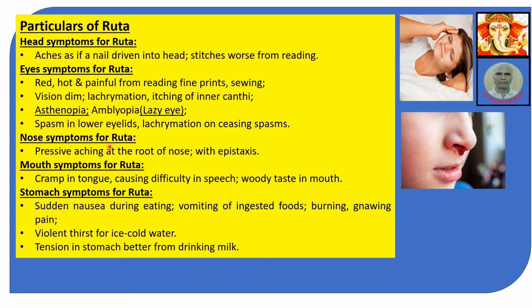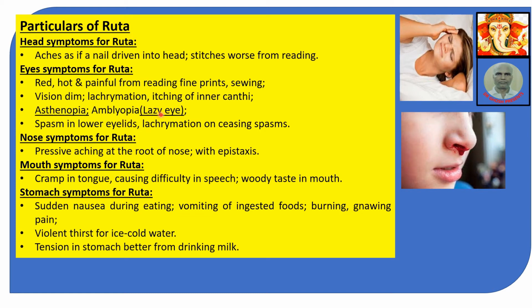Particulars of Ruta. Head symptoms of Ruta: headache as if a nail were driven into the head, stitches, worse from reading. Eye symptoms of Ruta: red, hot, painful from reading fine print, vision dim, lacrimation, itching of inner canthi. The eye has two ends; the end adjacent to the nose is called the inner canthus. Asthenopia, amblyopia. Amblyopia is lazy eye. Asthenopia is disturbance in vision due to weakness of the optic nerve.